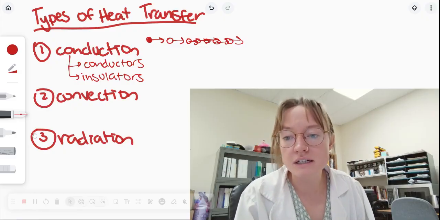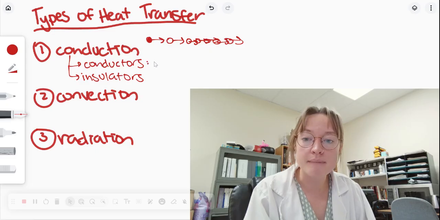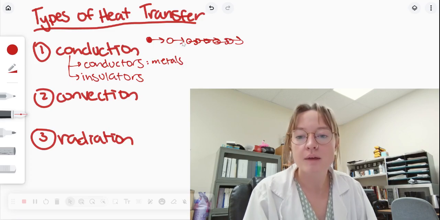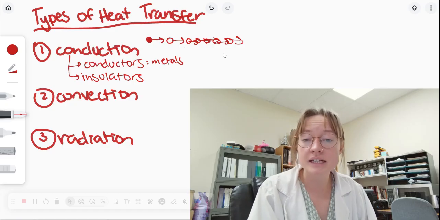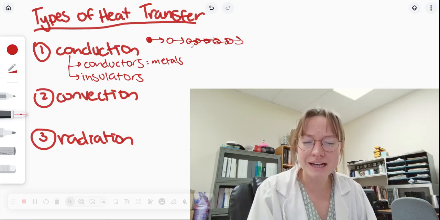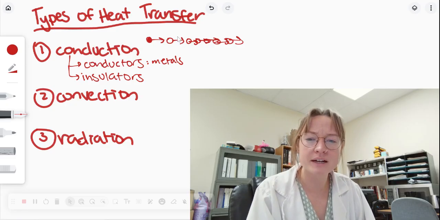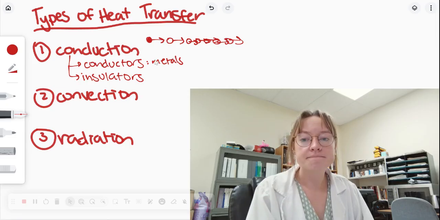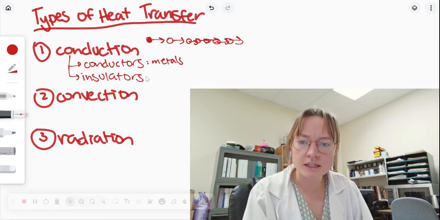Things that are good conductors are things like metals. Metals are great thermal conductors because their molecules, or I guess they're atoms in a metal, are tightly packed together, but they also have these really nice mobile electrons that have a lot of freedom to move around and kind of run into each other and move pretty fast. So because of that, metals become very, very good thermal conductors.